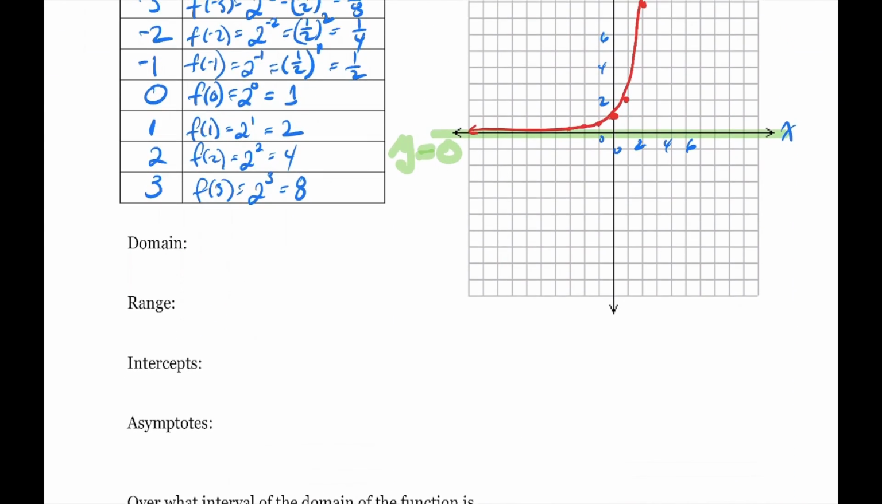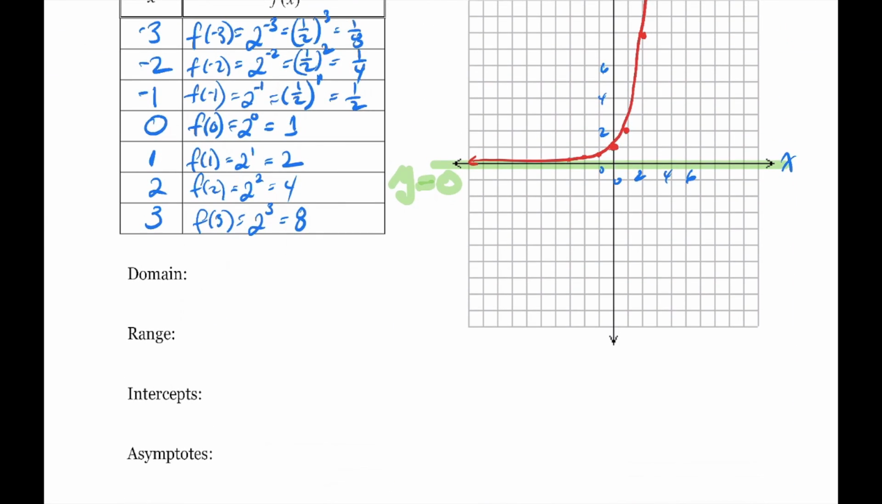So let's look at the characteristics. The domain of this is, well, x can be anything. In other words, we could have any value for our exponent, even though some people say, well, no, we can't have 0. Remember, anything to the power of 0 is 1. What's the range? The range here is a little bit tricky. What are the values of y? Notice that we're always going to get a positive answer.